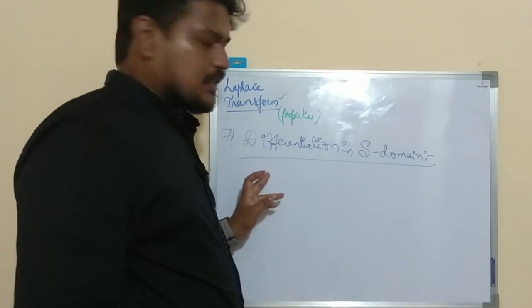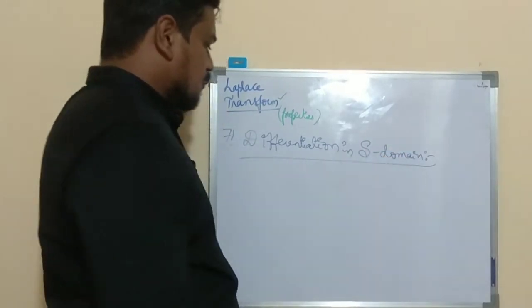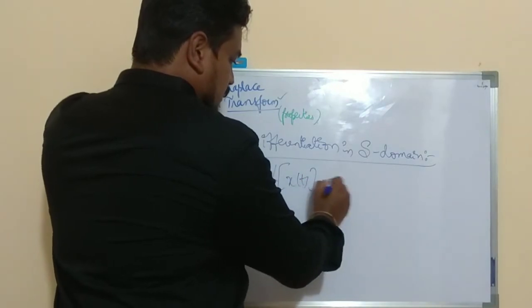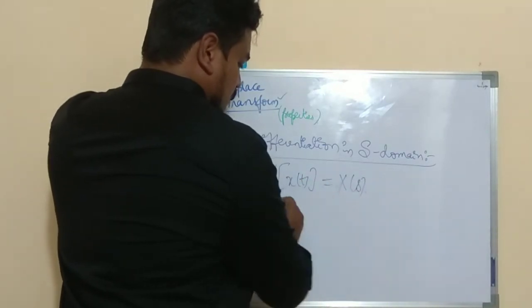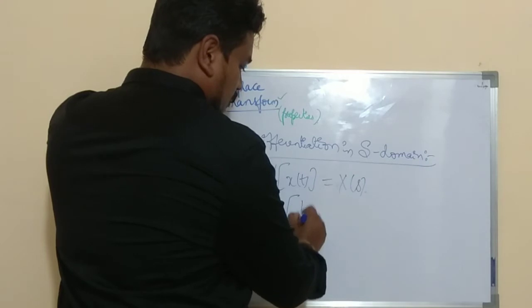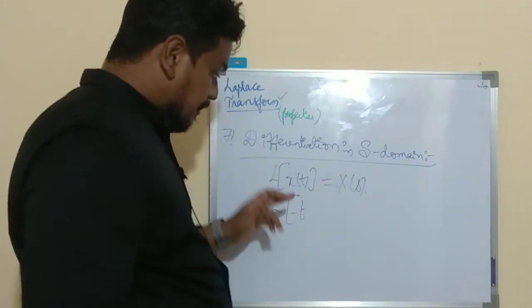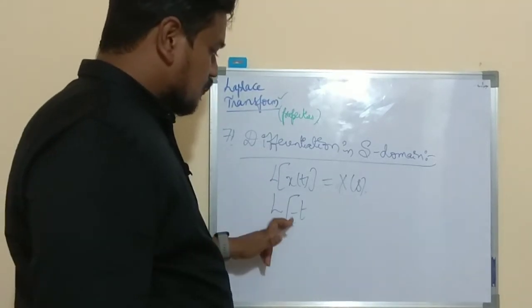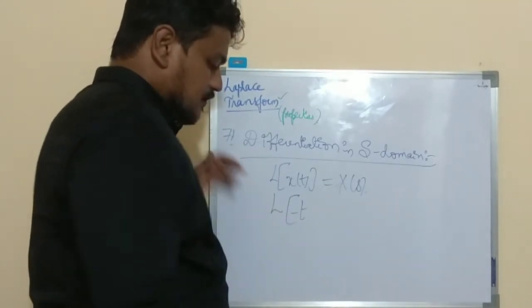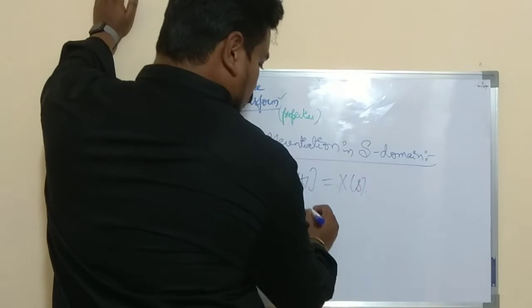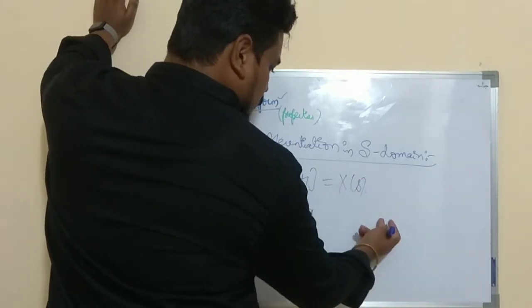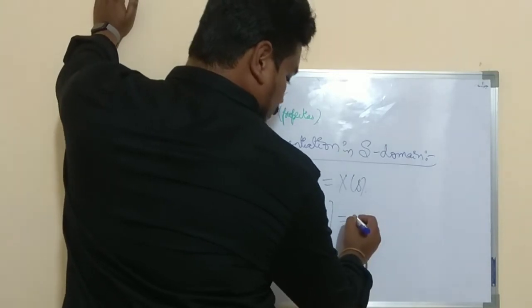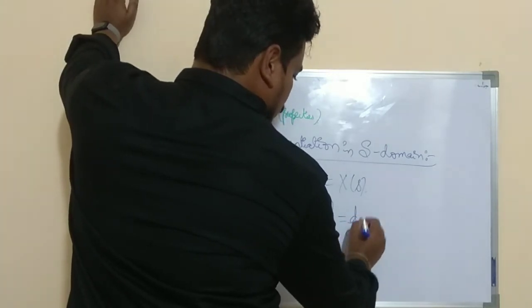The next property is differentiation in s domain. So this goes as: the Laplace transform of x of t is equal to X of s. Then the Laplace transform, if you have multiplication of x of t with t. One more thing you have to remember, the minus should be there. Even if the minus is not there, you have to keep that minus on the right hand side. I will tell you that. So minus t into x of t will be equal to d by ds of X of s.